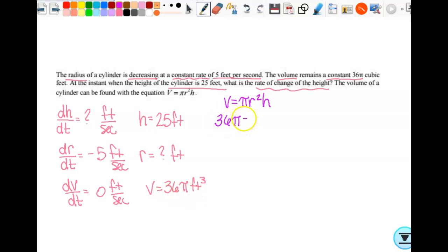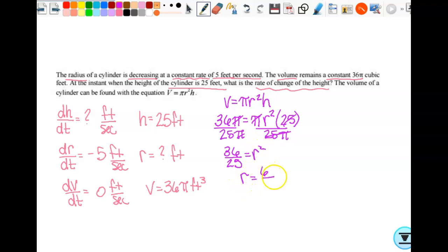36 pi. Okay. That's equal to pi times r squared times 25. Divide by 25 pi. So when I divide both sides by 25 pi, those all cancel out, right? These pi's will cancel out, so I get 36 over 25 equals r squared. Take the square root, r equals 6 over 5. So 6 over 5 feet. Okay, we good? Are we done?